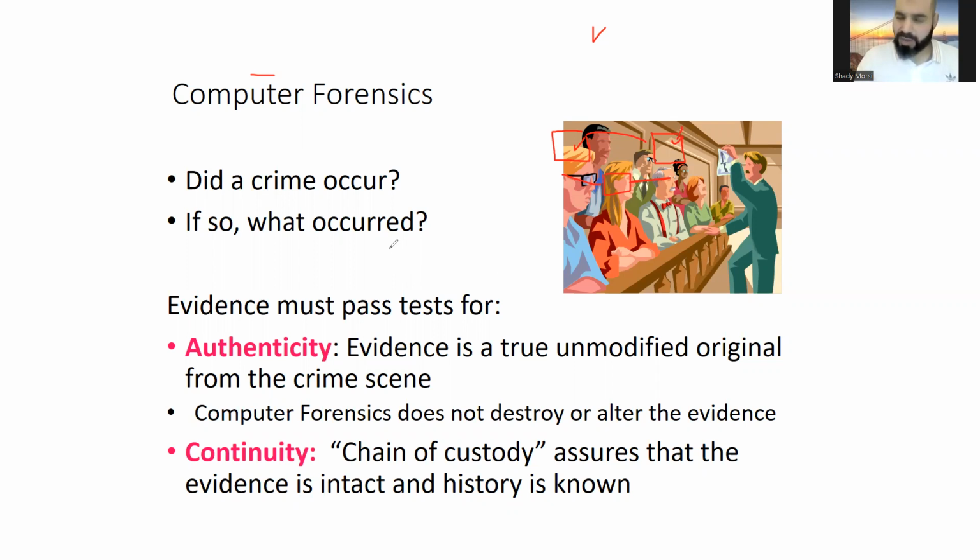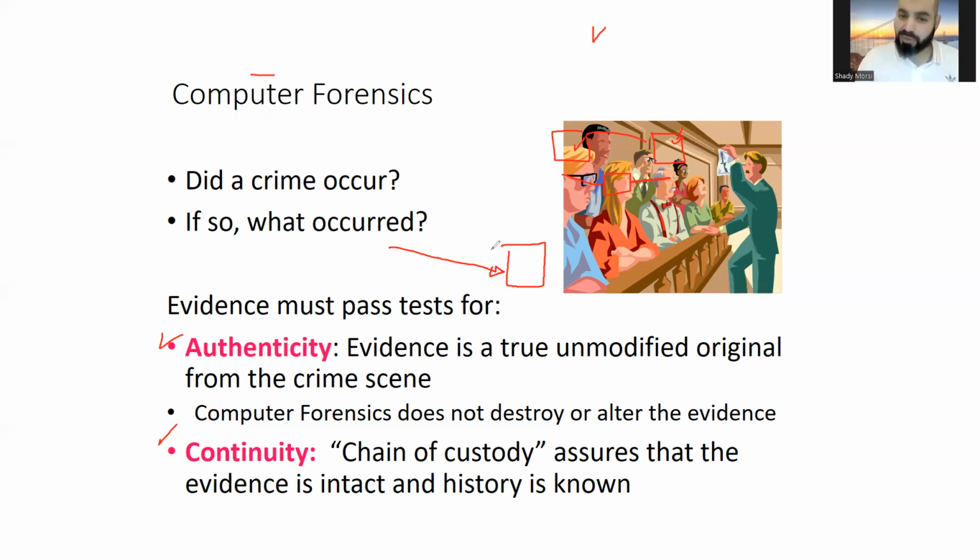Now, if we take this evidence to the court, the court will look at the evidence. The evidence that we collect from computers should meet two specific conditions to be admissible, or acceptable, in court. One of them is authenticity, and the other is continuity. Authenticity means the evidence is truly unmodified. We have the original evidence.